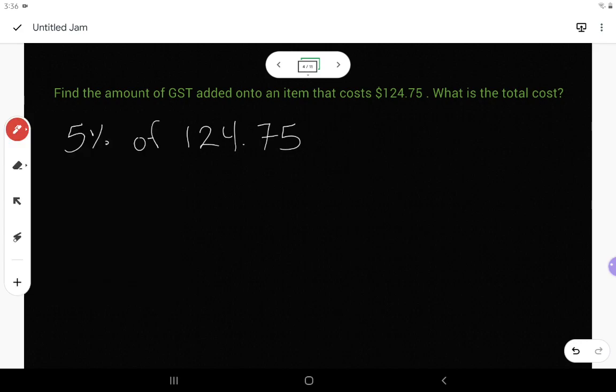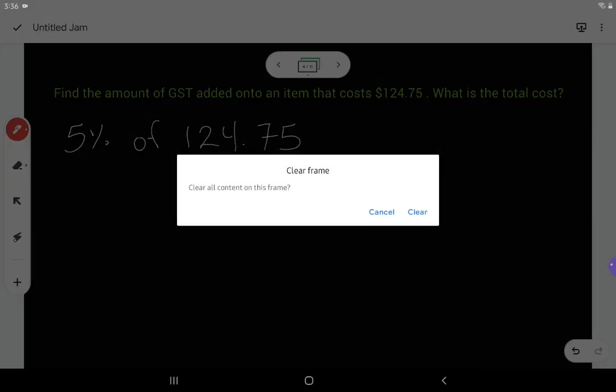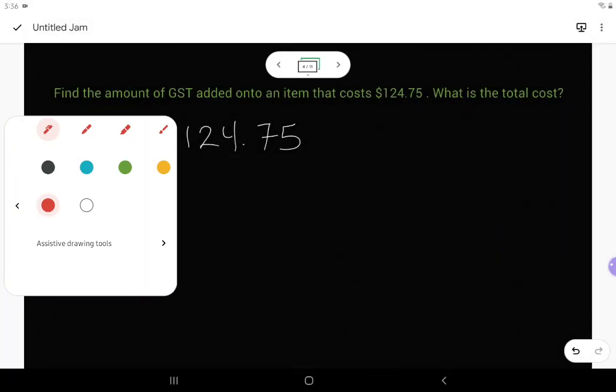So when I find the GST, I'm going to, oh, sorry, I picked the wrong color. I'm going to, ooh, don't clear everything.